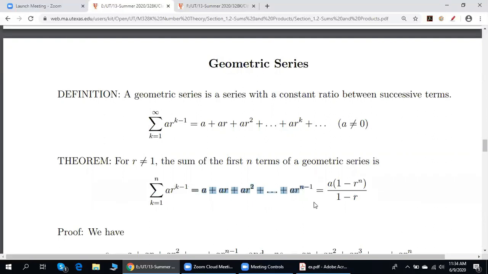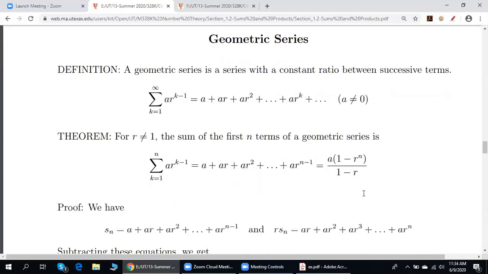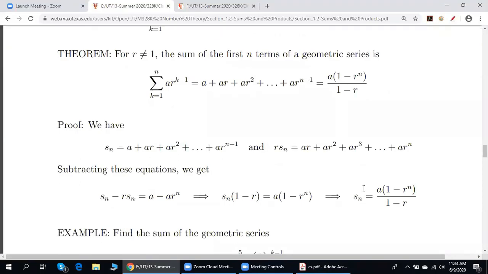This sum is equal to a times 1 minus r to the nth power divided by 1 minus r. Of course, this formula works only if r is not equal to 1, because if r is equal to 1, the denominator is equal to 0. How do we prove this formula?